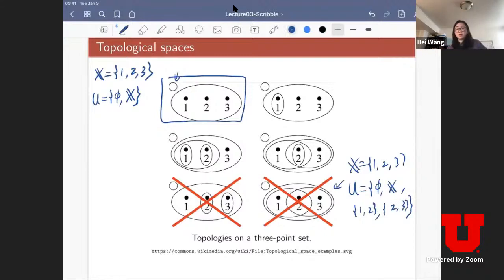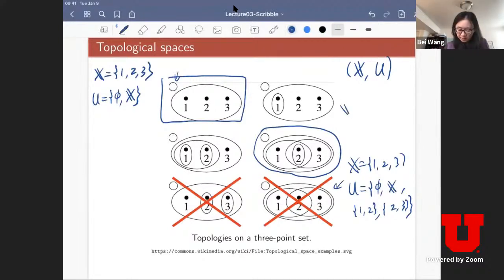All right. Okay, so what are we doing here? We're going to say that for all those pairs we have, remember it's a set itself and a collection of subsets of the set, which ones form a topological space. Okay, so let's start with maybe I'll choose this one. Okay, this forms a topological space. What is this? This is X equal to, again, 1, 2, and 3 for this example. And then U is the empty set, the set itself. The set itself is this whole circle.